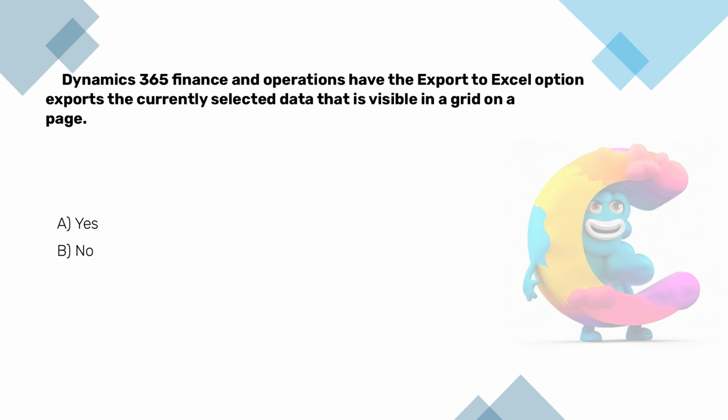Dynamics 365 Finance and Operations have the Export to Excel option. Exports the currently selected data that is visible in a grid on a page. Is it correct? Okay, now pause the video here, have a bit of think, and then continue when you are ready. Not always true, because visibility and data selection constraints may affect visibility upon export, so it's no.